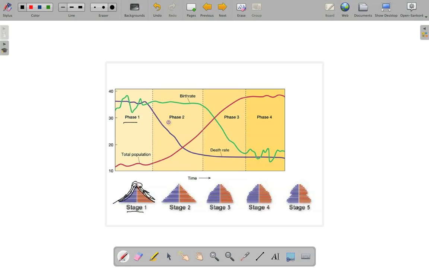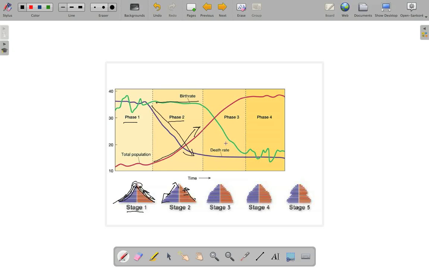Stage 2, developing countries: high birth rate still, dramatic decrease in death rate, and rapid increase of population. So what's going to happen? Again, we see lots of children, but people are beginning to live longer. So you have a wider section in the middle, right? More people are living to a longer age.